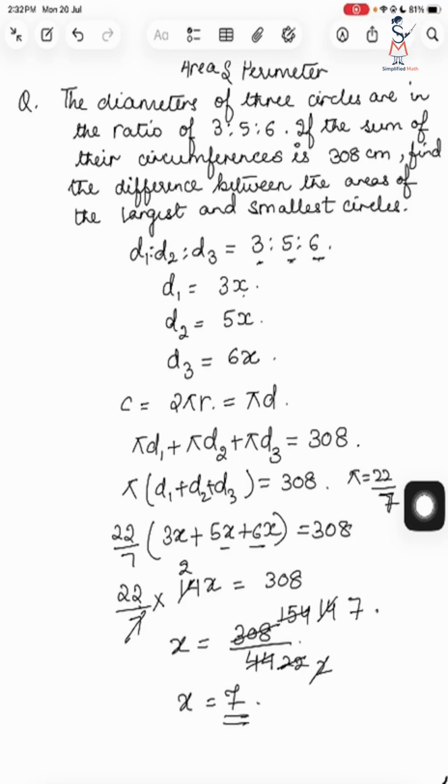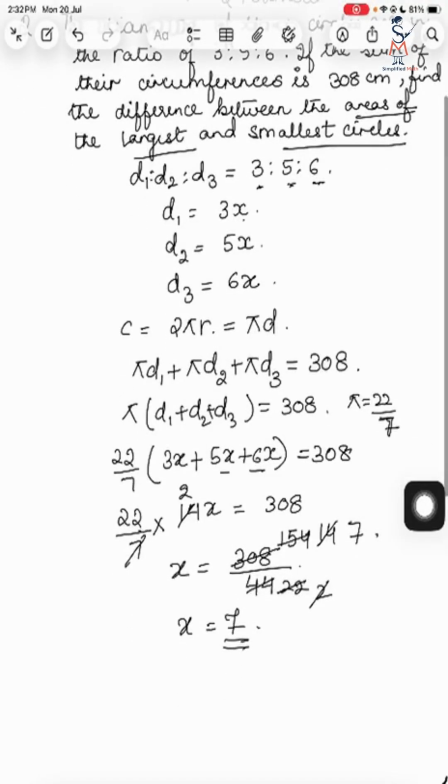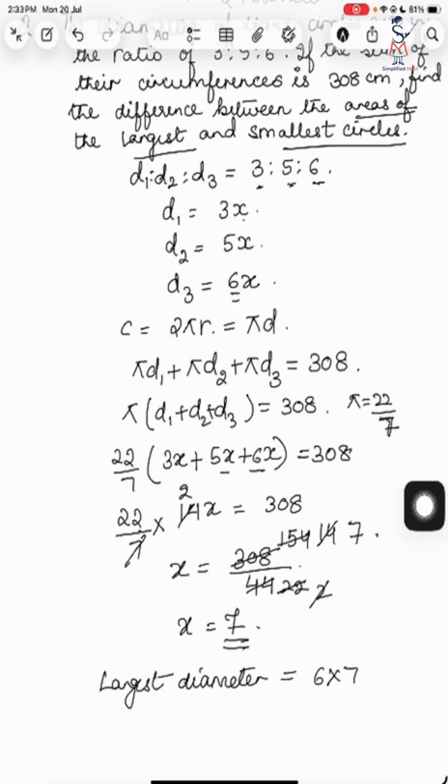Now we have to find the difference between the areas of the largest and smallest circle. Which will be the largest circle? Obviously the circle whose diameter is of the greatest ratio, that is 6. So the largest diameter will become 6 into 7, that is 42 centimeter, and the smallest diameter will become 3 into x, that is the smallest, 3 7s are 21 centimeter.